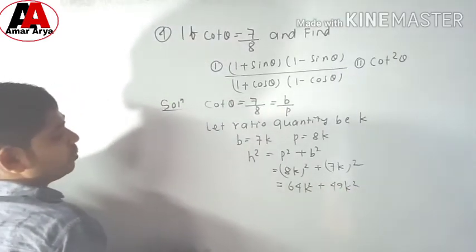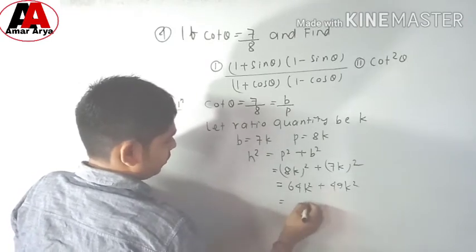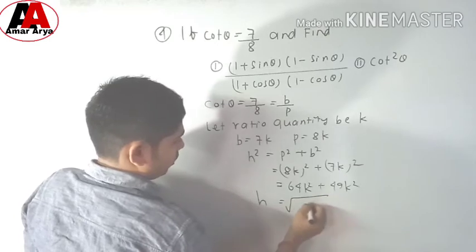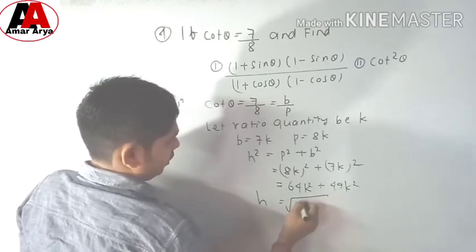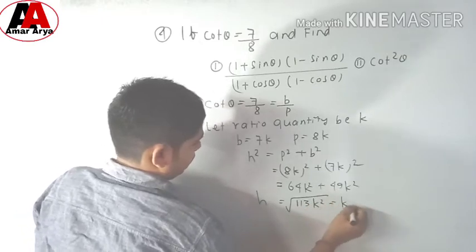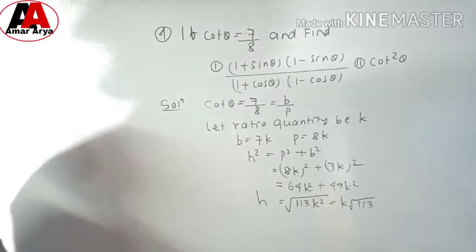Okay, so after adding we will get here 113. So H equals to k root 113. Okay, so this is the value.